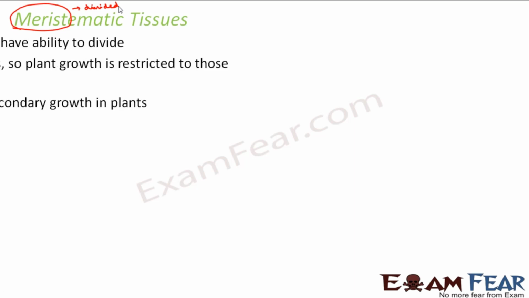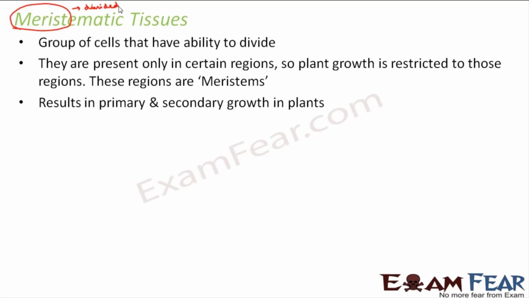So now can you guess what these tissues are going to be? I think you can guess something which can divide, right? So simple to remember, meristematic tissue. Merist means divided, so something which can divide should be meristematic tissue. That is your guess, right? So let us see. The group of cells that have the ability to divide are meristematic tissues.